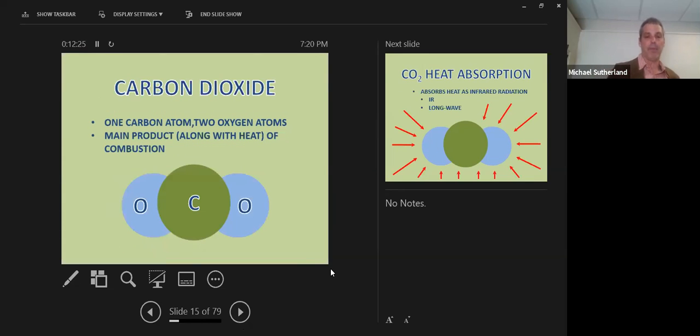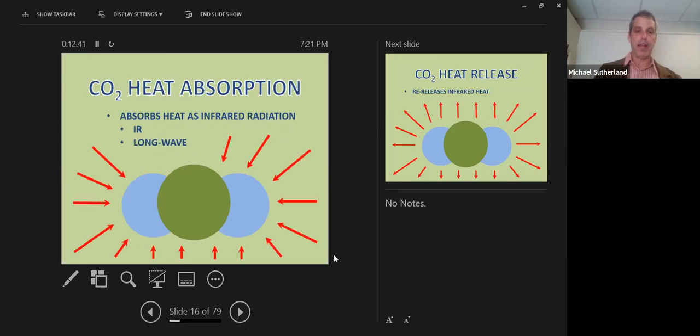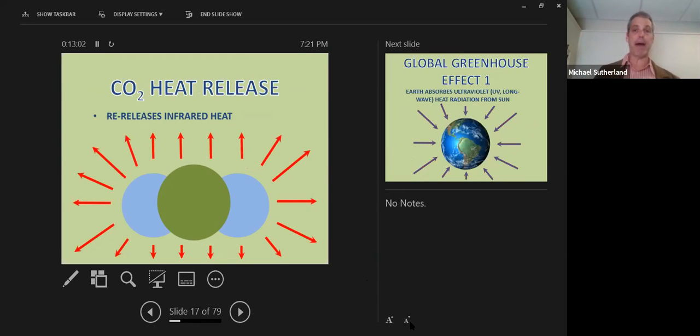Carbon dioxide itself, on a molecular level, is one central carbon atom with 2 oxygens on either side. And it is the principal product, along with heat, of combustion: wood, oil, coal, gas. That's the main byproduct. Now, carbon dioxide has the chemical property where it will absorb infrared energy and store that energy in the chemical bonds. So the oxygen atoms start vibrating against the carbon, and that's where the energy is stored. The molecule doesn't particularly like being in an agitated state like that, so it will soon re-radiate that heat energy back out.